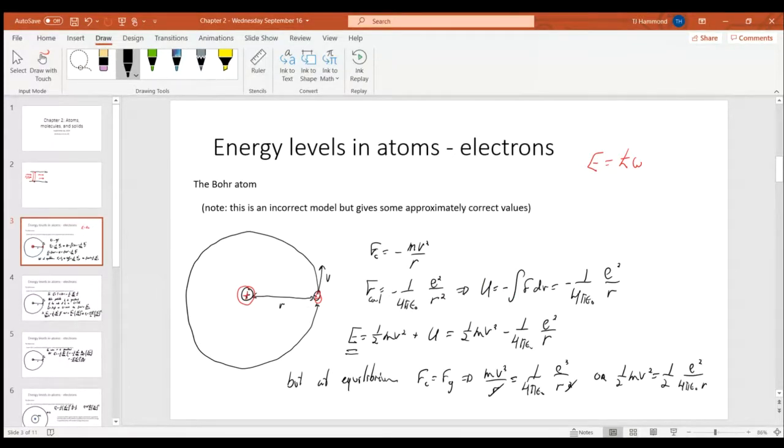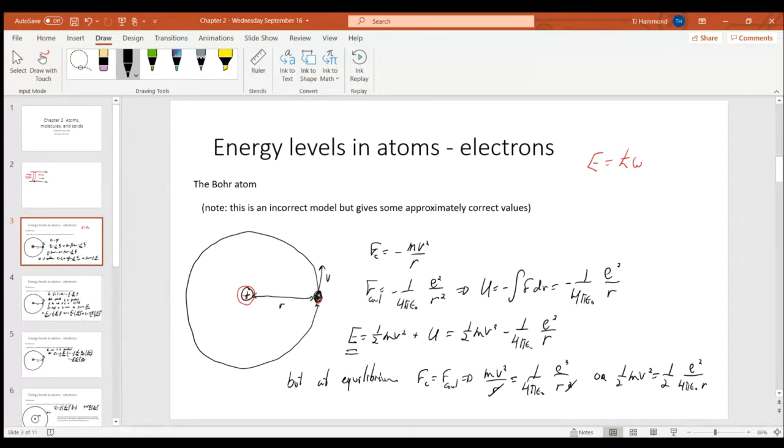But at equilibrium, that means that this electron here is just sitting happily at this distance away. And so that means that there's actually no net force on this. And so the Coulomb force is equal to the centripetal force. And I realized I put a G there as well, so I'll put a Coulomb force. And so we get mv squared over r is equal to 1 over 4 pi epsilon naught e squared over r squared. And so one of those r's cancel. And we get 1/2 mv squared is 1/2 e squared over 4 pi epsilon naught r.